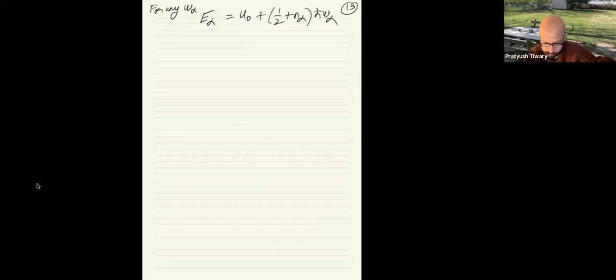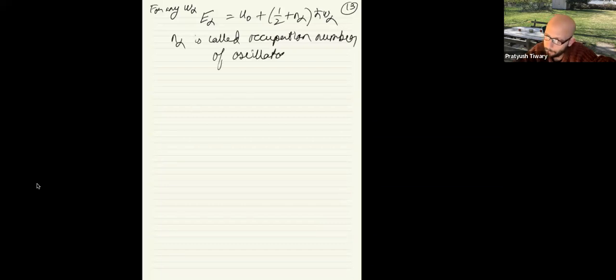And N alpha here is called the occupation number of oscillator omega alpha. Well, we talked about occupation number last time, right? So this is an occupation number of oscillator omega alpha.